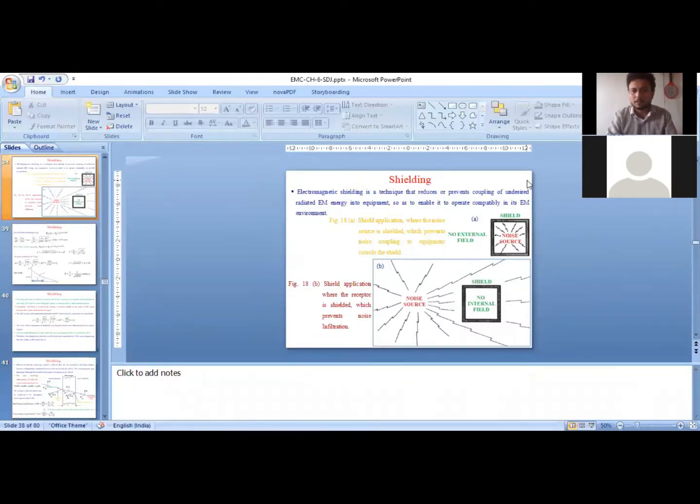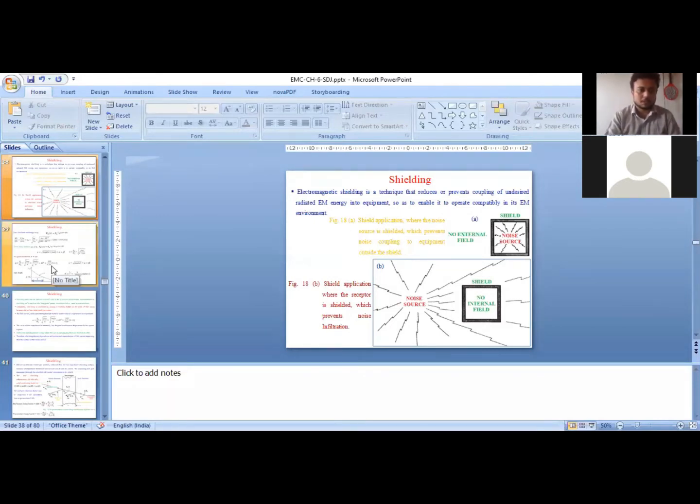Okay, good afternoon, everyone. So in the last lecture, we have started with the basics of shielding. Shielding is to protect the device from the electromagnetic interferences happening from the neighboring equipments. So you can shield either the source, which is emitting electromagnetic noise into the space, or you can shield your device so as to protect it from the electromagnetic interferences happening from the neighboring equipments.